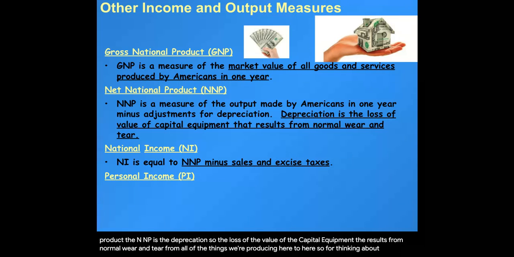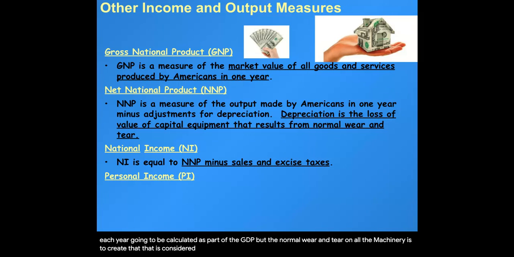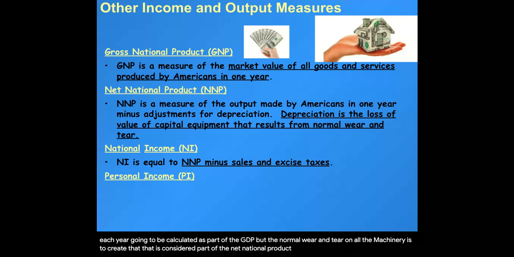So if we're thinking about, like, let's say Teslas, we make Teslas here in California, right? So the Teslas that are produced each year are going to be calculated as part of the GDP, but the normal wear and tear on all the machinery to create that is considered part of the net national product. So the depreciation. The national income is the NNP minus all the sales and excise taxes.